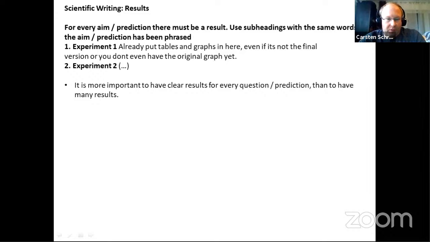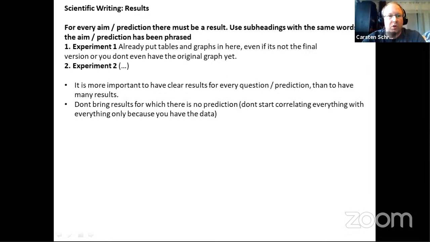So at least from my point of view, it's more important to have clear results that clearly relate to the questions you had than to have many results. Sometimes people, unfortunately, have the tendency when they have data to start analyzing everything, even if they don't have a prediction or hypothesis for this, just because they have the data and they're busy with R. But I don't think this is a scientific proper approach.